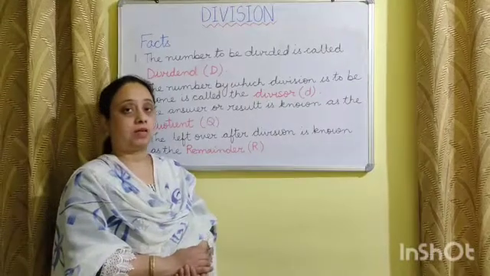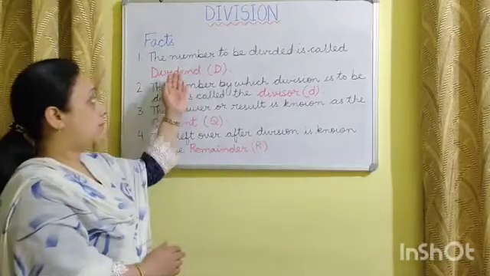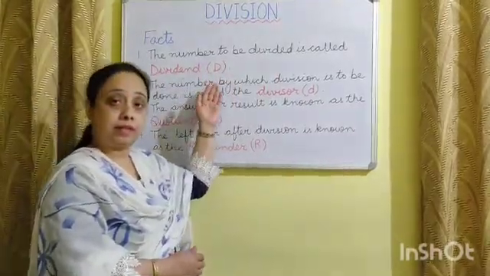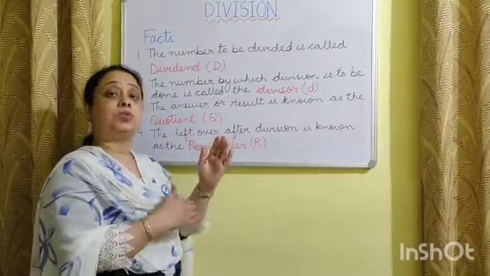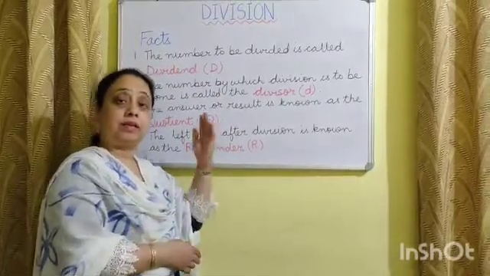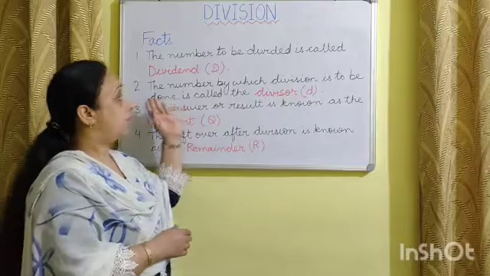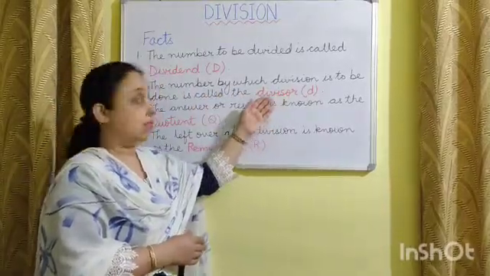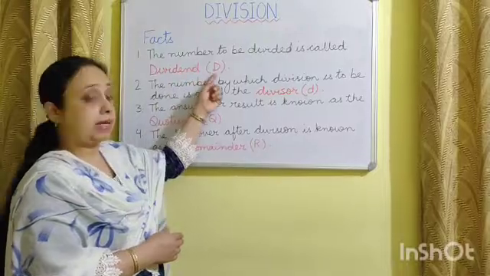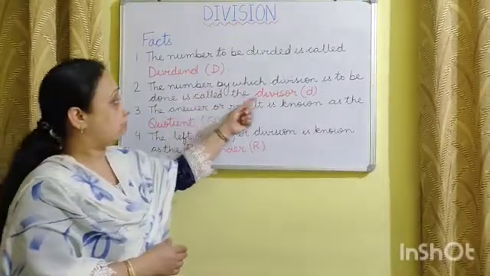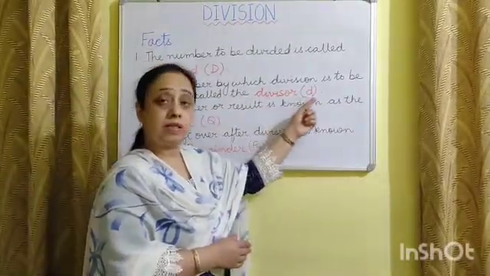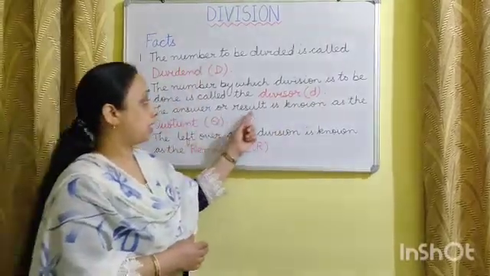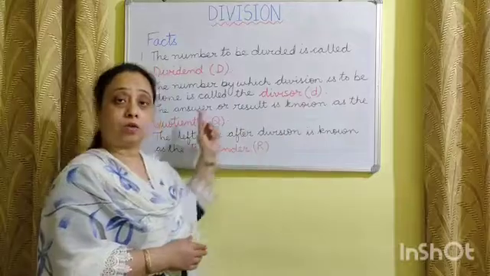Some more facts of division are: the number to be divided is known as the dividend. That is, the number which we divide is the dividend, and the number by which we divide is known as the divisor. Dividend is denoted by capital D, whereas divisor is denoted by small d. The answer or result is known as the quotient.